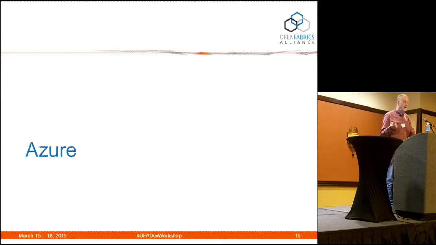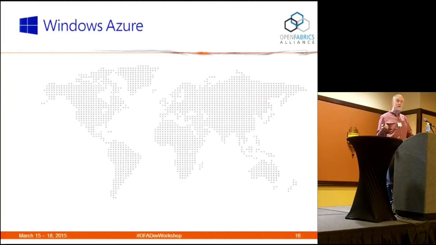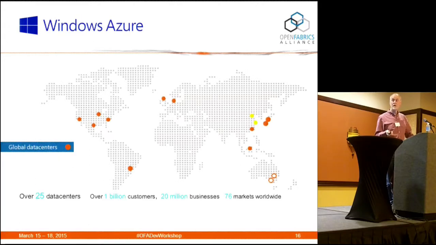A third major area to talk about in terms of products and services in this case is Windows Azure. So Azure is a worldwide global cloud service that Microsoft provides and sells. This might be slightly old, but it's certainly at least this many. 25 data centers, 1 billion customers, 20 million businesses, and 76 markets worldwide. These little spots on the map are basically some of the approximate locations of Azure data centers. More are being deployed every day.